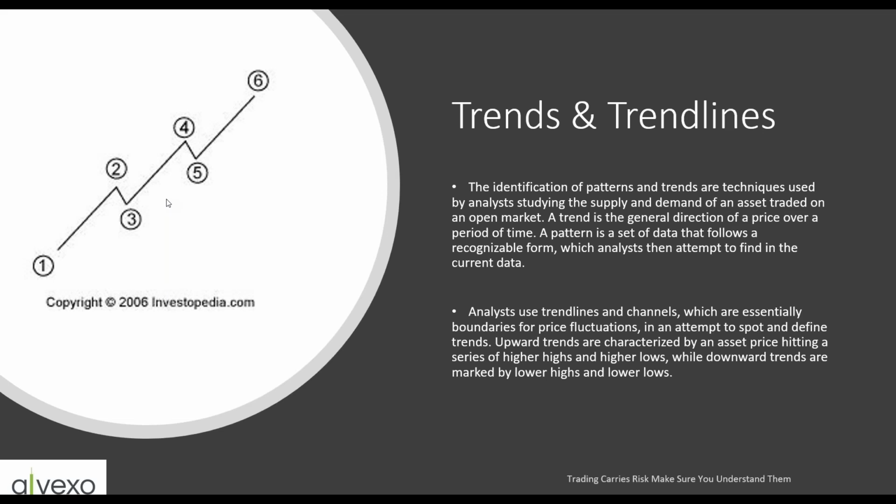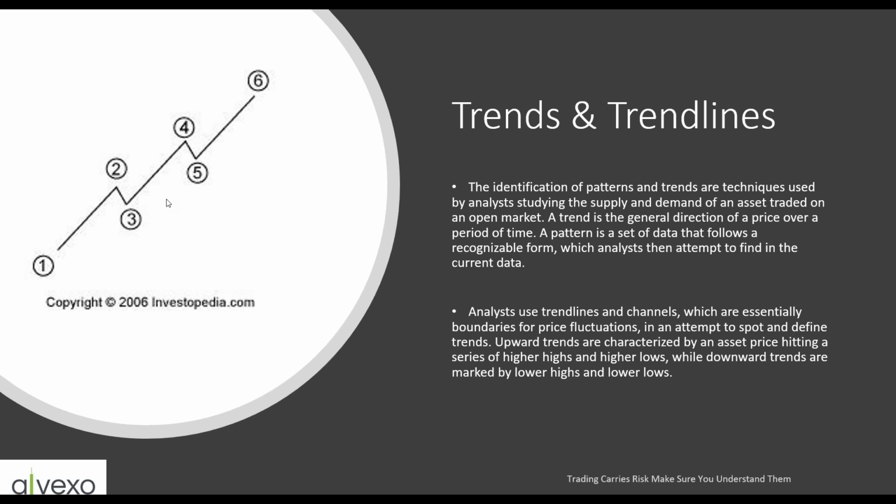Now, the identification of patterns and trends are techniques used by analysts studying the supply and demand of assets traded over the open market. A pattern is a set of data that follows a recognizable form, which analysts then attempt to find in the current data. We do this by having rules. Okay. So you can easily recognize an uptrend or a downtrend. You can recognize sideways congestion. Okay. But you need to have some type of rules or some type of recognizable pattern that will help you decide when to enter and exit markets.